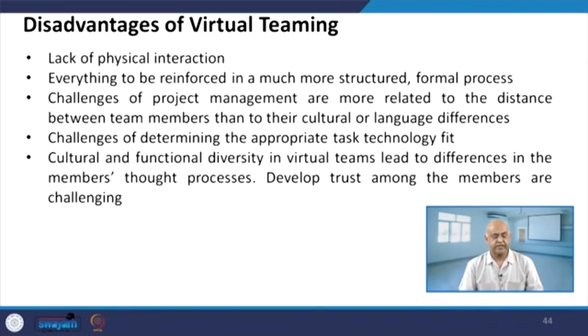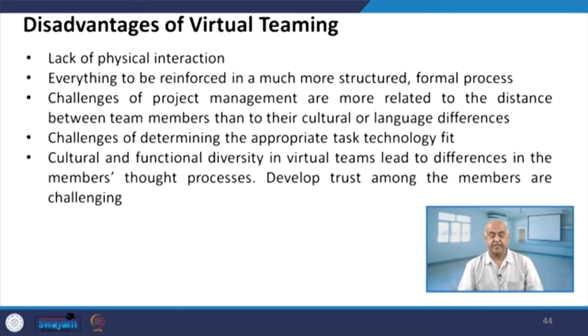However, when we are talking about the disadvantages of virtual teaming, there is a lack of physical interaction. Therefore, whatever is to be learned by meeting each other, that learning opportunity will not be there. Everything has to be reinforced through much more structured and formal processes, without the freedom or flexibility available in the unstructured way of physical teaming.